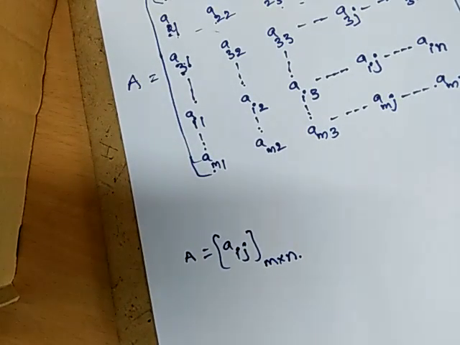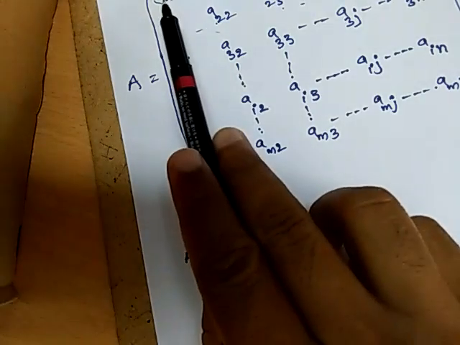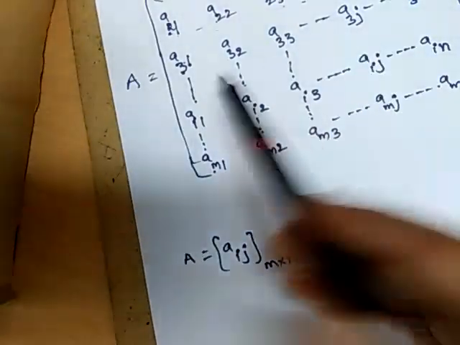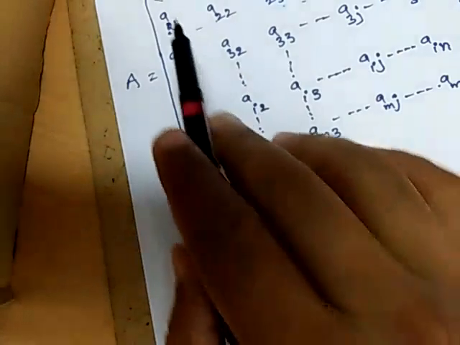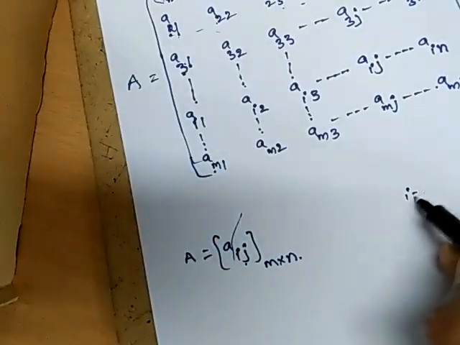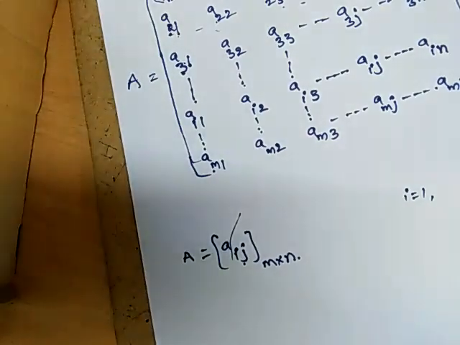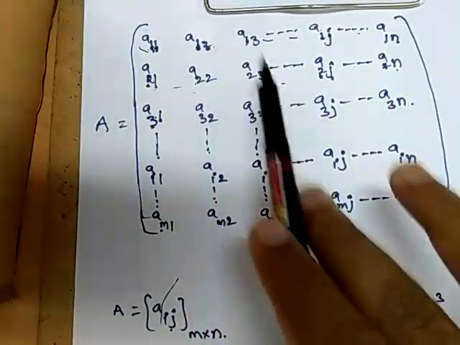Suppose if we take i value 1, then you will get the first row, and j value 1, then this element a11, this a1j1. So this element you will get. Suppose i equals 1 and j equals 3, then you will get this element a13, that is aij.